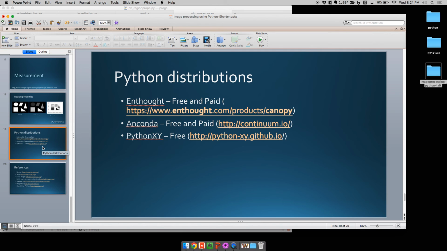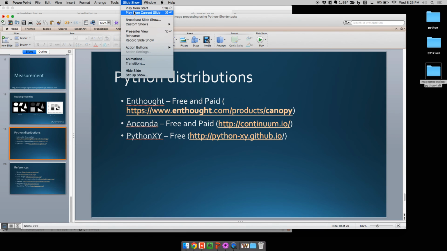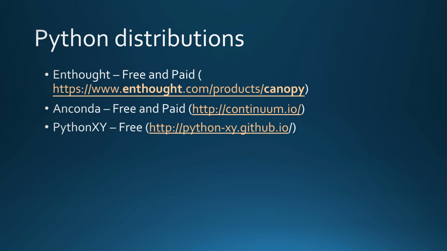But I just want to quickly conclude with something we discussed before my presentation, the various Python distributions. He pointed out Anaconda. There's another one called Enthought Canopy. They have a free and paid version. I think the paid version is like $200. Not much. And then there's Python XY, which is completely free. There's no paid version for that.